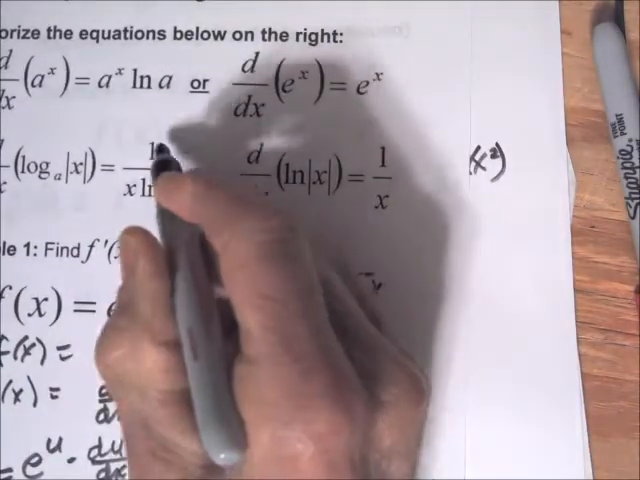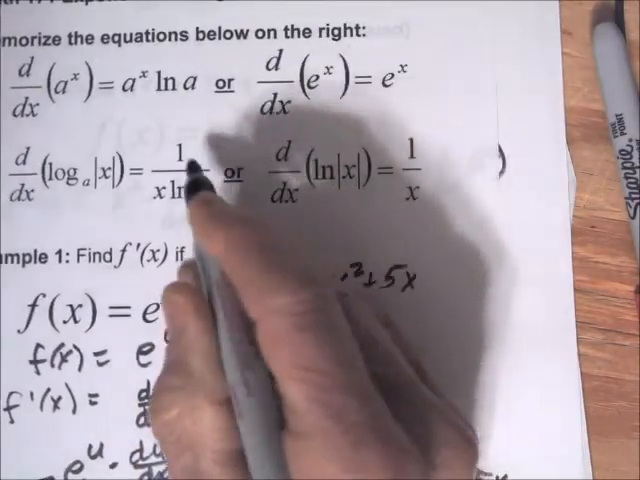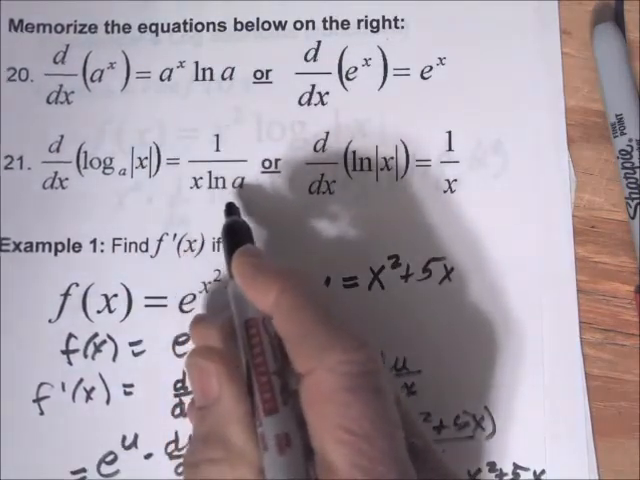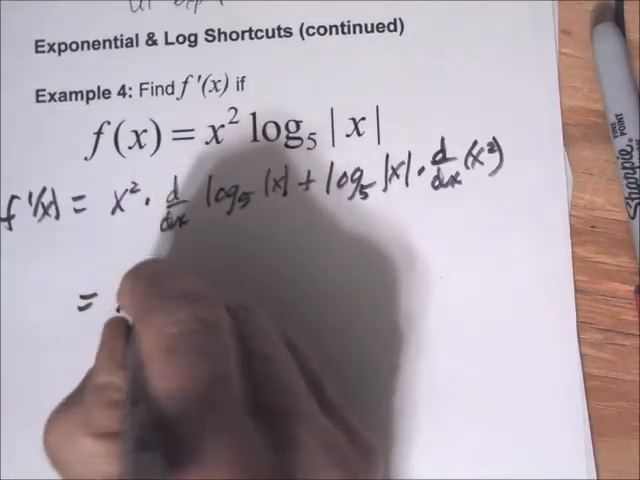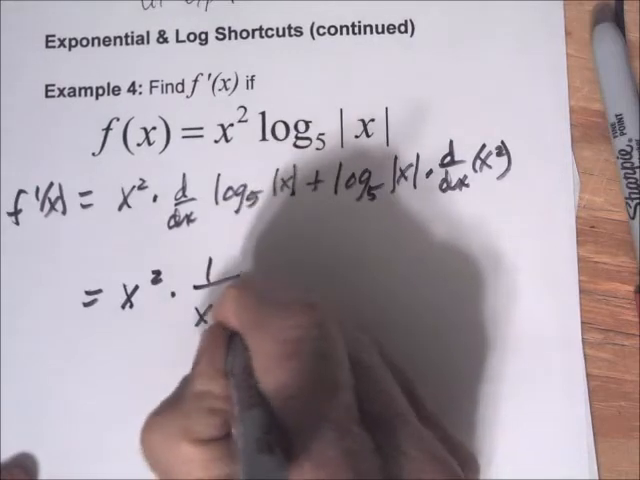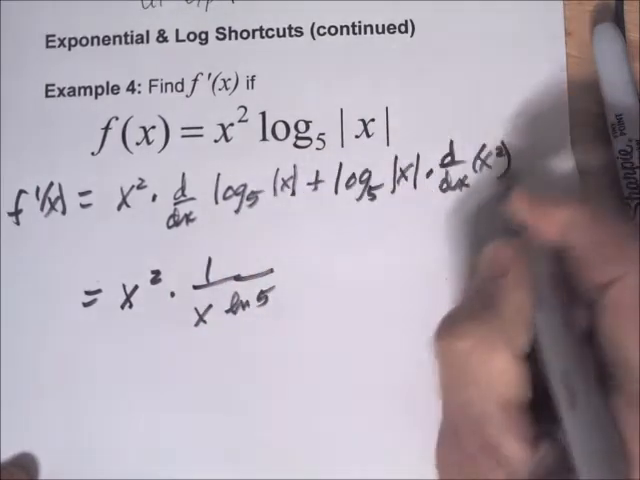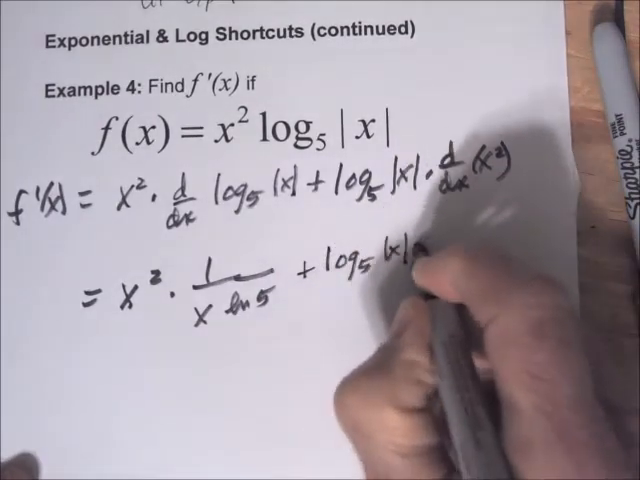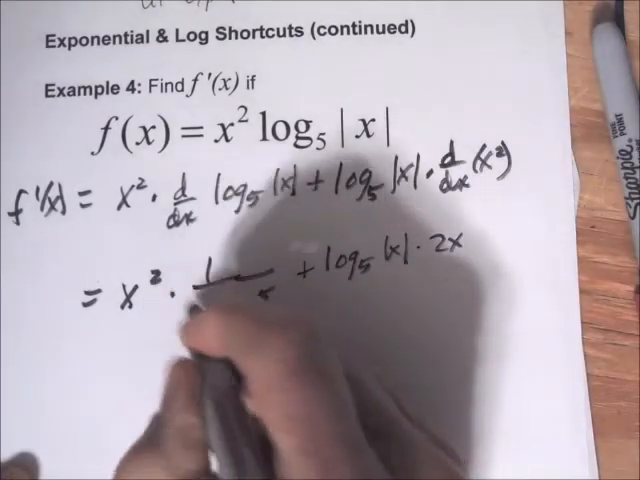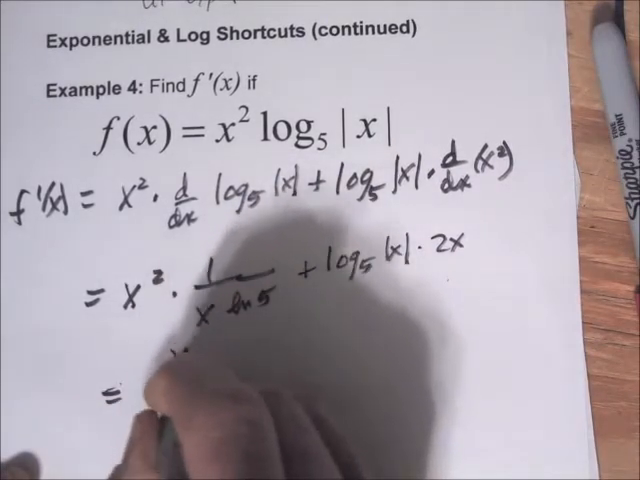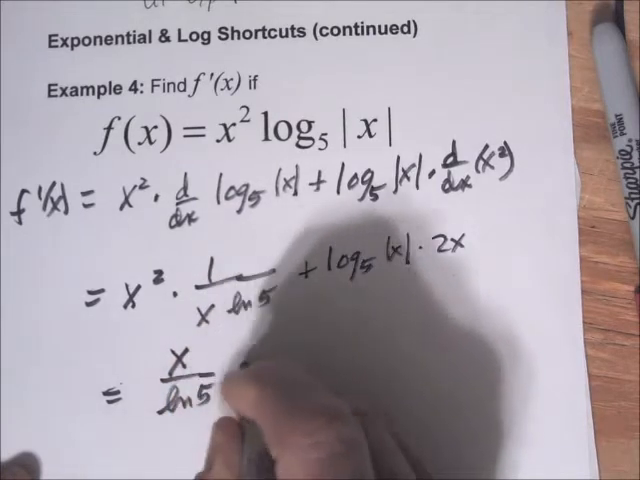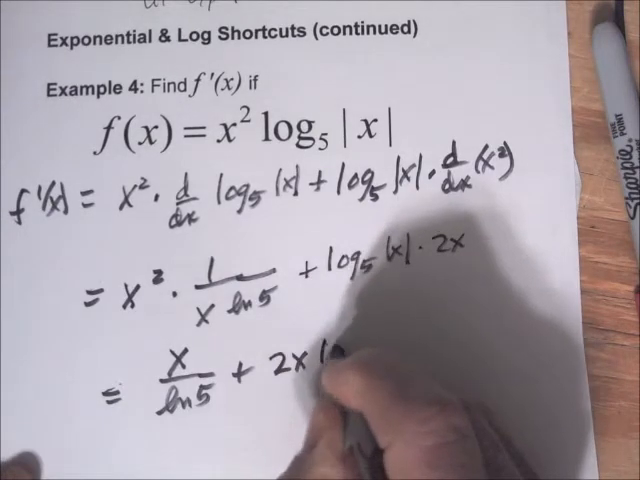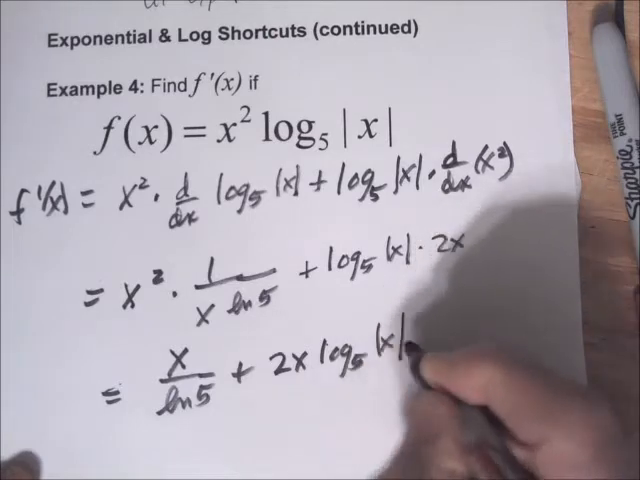Okay, so the derivative of log base 5 of x is 1 over x ln 5. We'll use formula 21 on the left. So x squared times 1 over x ln 5, and then the derivative of x squared is 2x. So this will be log base 5 absolute value of x times 2x. The x's will cancel here, so we're going to have x over ln 5 plus, and I like to bring the algebraic part in front, 2x log base 5 absolute value of x.